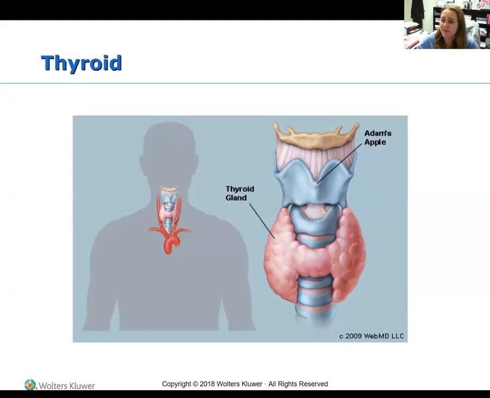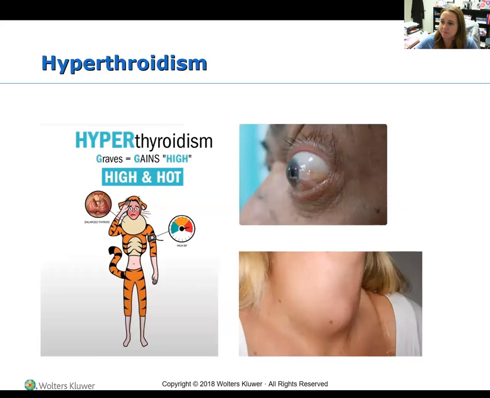But when we're looking at labs, we always want to focus on T3 and T4 first. So we want to look at those labs in our patient first. If we have T3 and T4 levels that are high, that's hyperthyroidism. And if we have T3 and T4 that are low, we have hypothyroidism. And just think that your stimulating hormone for those is always going to be the opposite. So if your T3 and T4 are high, then your TSH is going to be low. And if your T3 and T4 are low, then your TSH is going to be high. Okay, so we've got that negative feedback system.